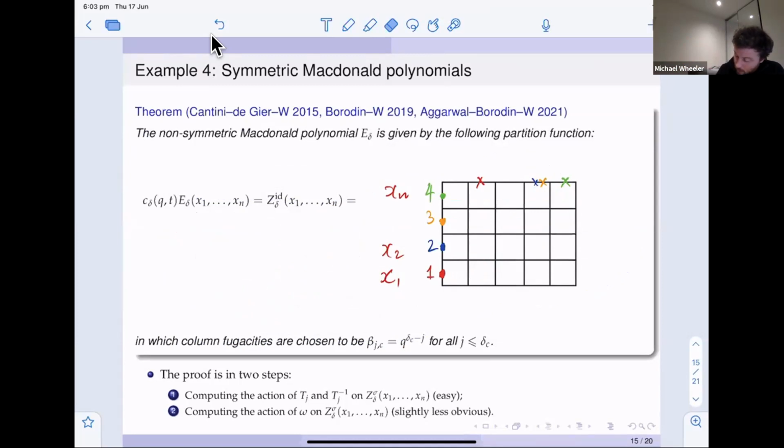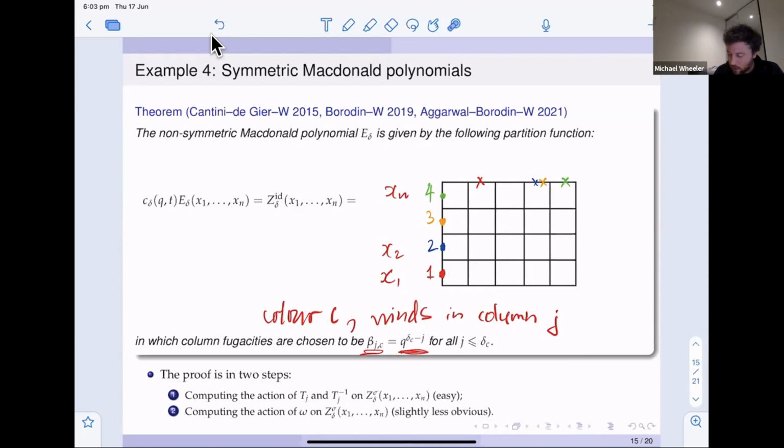And in terms of the notations that I gave, these winding fugacities, these betas, we identify them with q to the delta c minus j. So this is, to remind you, color C, which winds in column J. Okay. So once again, this kind of geometric progressions in Q. And so the claim is that that gives you E delta.